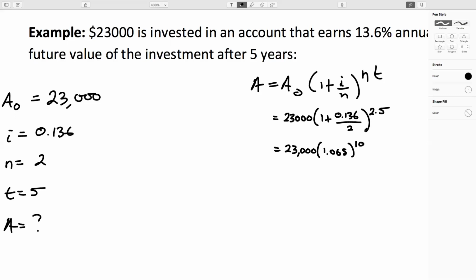Now we can do the whole calculation. 23,000 times 1.068 to the power 10. And after 5 years, this $23,000 turns into $44,405 and 87 cents.